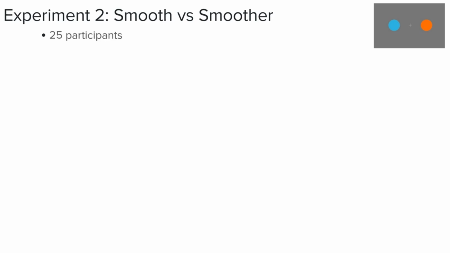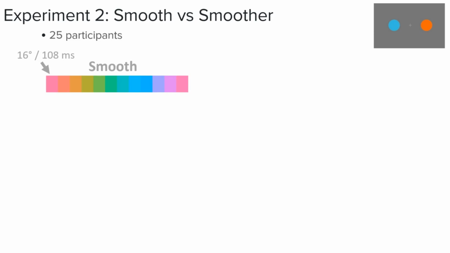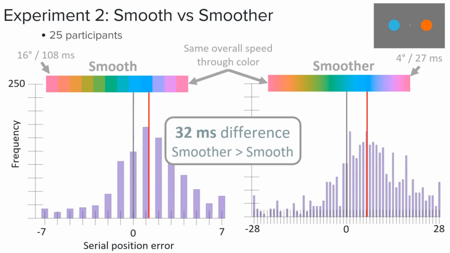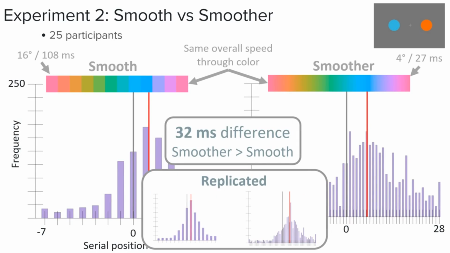And so in experiment 2, we do just that, where we have the same smooth condition as before, but this time we're going to intermix those trials with smoother trials, where the color changes 4 degrees every 27 milliseconds. So importantly, our rate of change is the same. We're just manipulating the granularity of the steps. And as predicted, this increases the selection latency. And this was replicated as well in the second sample.